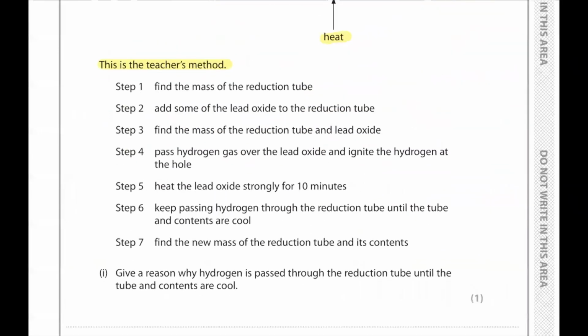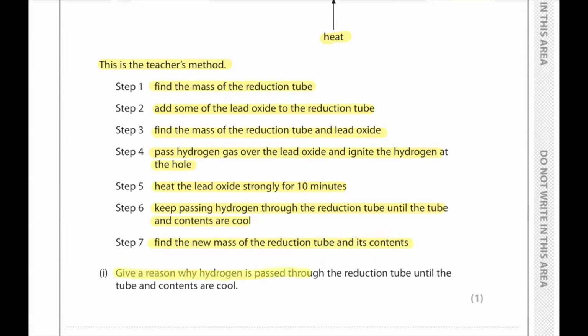Step 1. Find the mass of the reduction tube. Step 2. Add some of the lead oxide to the reduction tube. Step 3. Find the mass of the reduction tube and lead oxide. Step 4. Pass hydrogen over the lead oxide and ignite the hydrogen at the hole. Step 5. Heat the lead oxide strongly for 10 minutes. Step 6. Keep passing hydrogen through the reduction tube until the tube and contents are cool. Step 7. Find the new mass of the reduction tube and its contents.